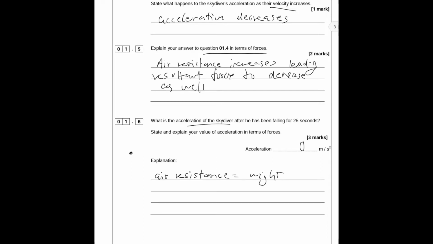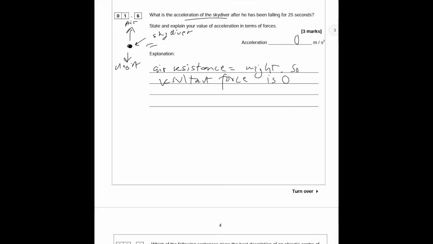So how do you illustrate this? If this is a skydiver, the air resistance is a force acting upwards, and the weight is a force acting downwards. They both become equivalent to each other. That's 1 mark. When two forces are equal, they cancel each other out, so the resultant force is 0. So that's 2 marks: air resistance is equal to weight and the resultant force is 0.